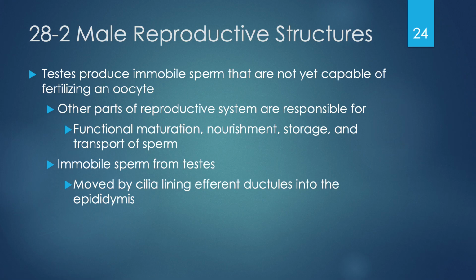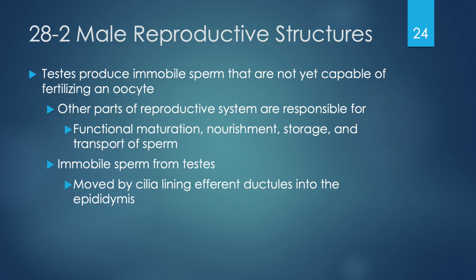The testes are responsible for producing sperm, but these sperm are still immobile, meaning they can't actually move yet. So they're not capable of fertilizing an oocyte. This is for two reasons. The first is they can't physically get to where the oocyte is if they're not able to move. The second reason is even if they were placed immediately adjacent to an oocyte in a petri dish, if they're immobile, they won't be able to break through the barrier of the oocyte wall, and therefore they would not be able to fertilize the oocyte.